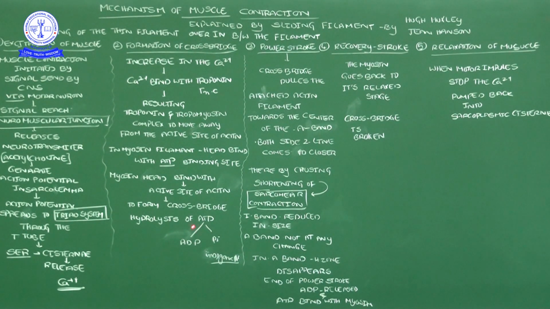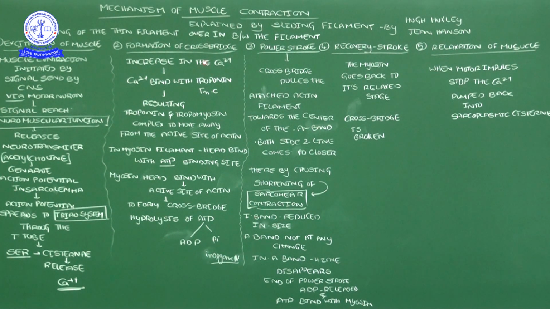Here ATP means adenosine triphosphate, correct? Three phosphates are there. ADP means adenosine diphosphate, two phosphates. So one phosphate is missing, and that missing phosphate is in the form of inorganic phosphate. That is the second step: formation of cross bridges.